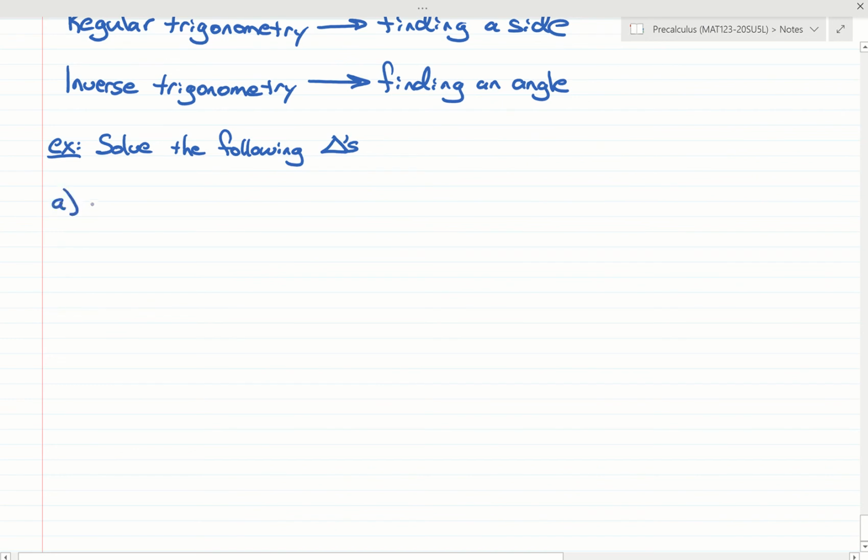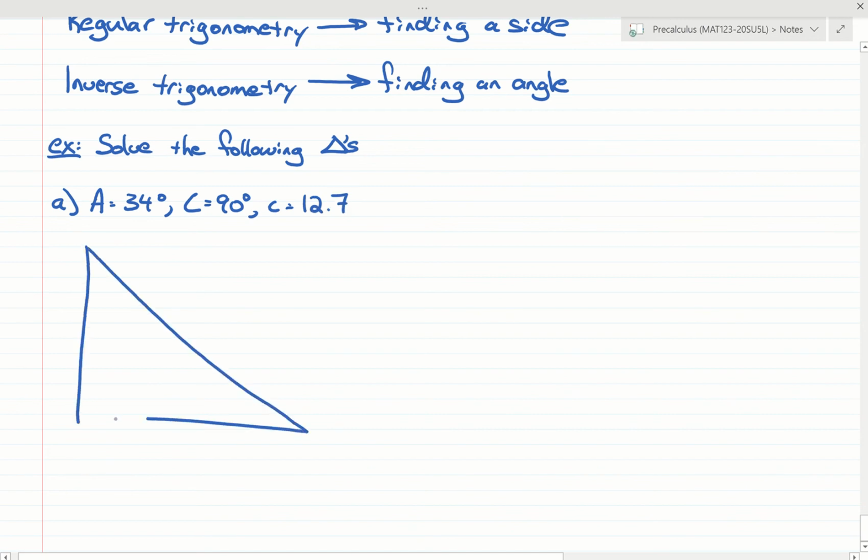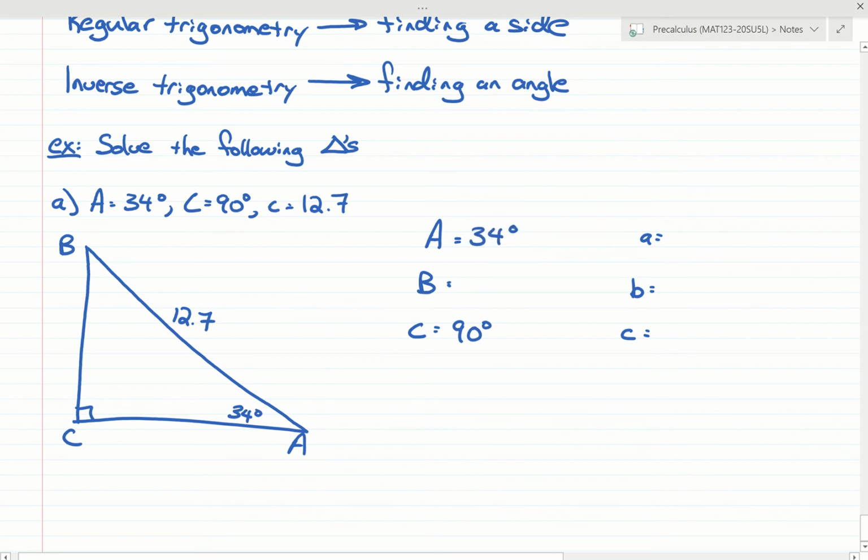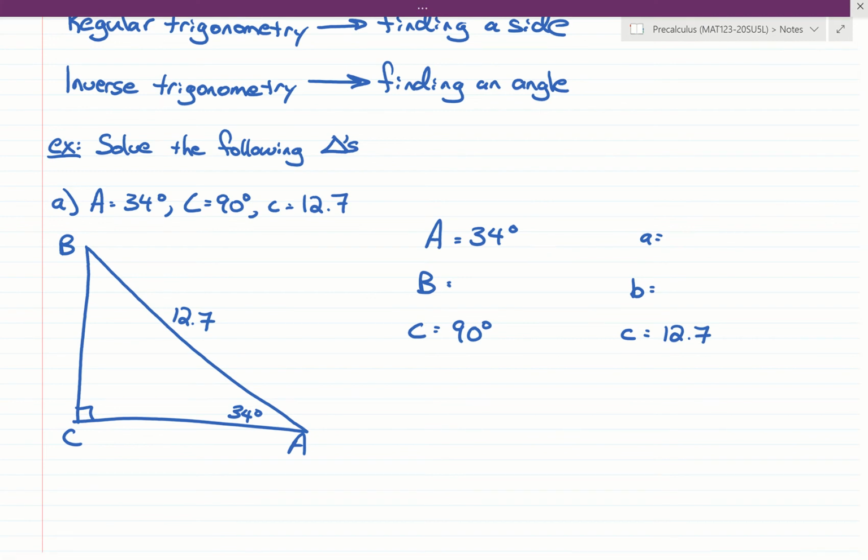So in our first triangle, angle A is going to be 34 degrees, angle C is going to be 90 degrees, and side C is going to be 12.7. So let's go ahead and draw a triangle. Now be careful how you label it. We know the right angle is angle C. Doesn't matter what we put angle A and B as. We know angle A is 34 degrees, angle C is 90, and side C is 12.7. So usually whenever I solve a triangle problem, I just get organized so I could see exactly what I'm missing. Angle C is 90 degrees, angle A is 34 degrees, and side C is 12.7. Okay, so let's figure out what we're missing here.